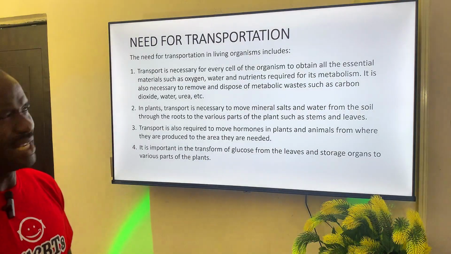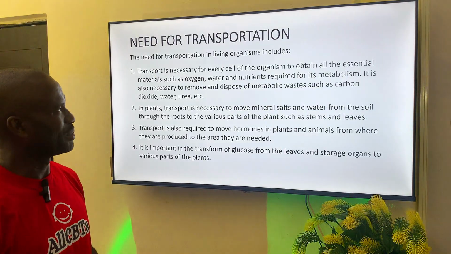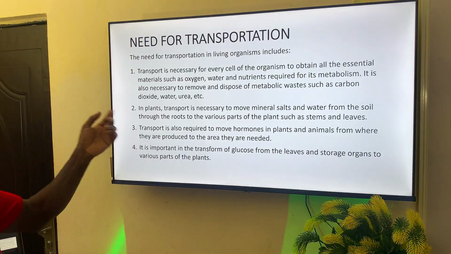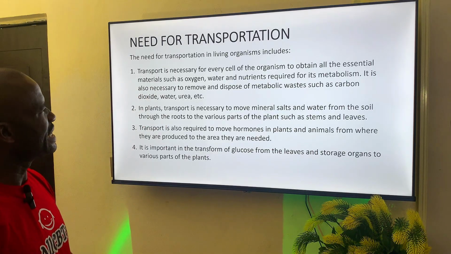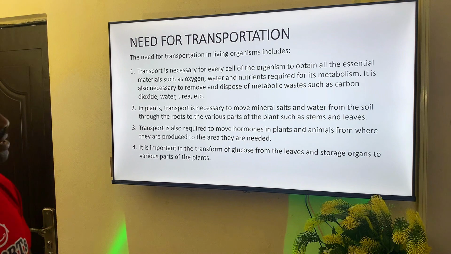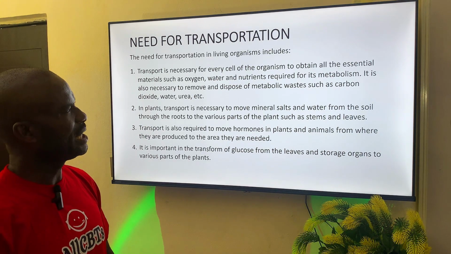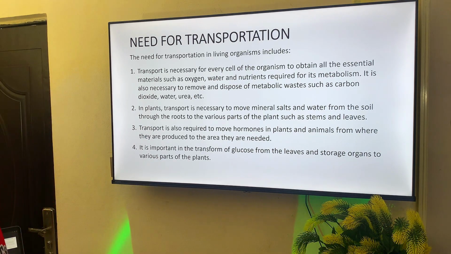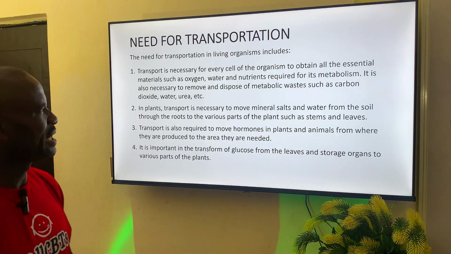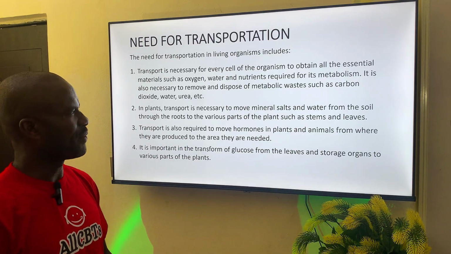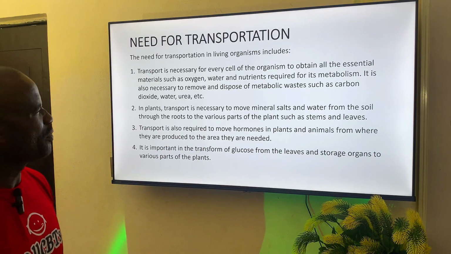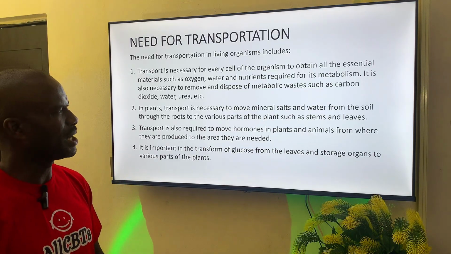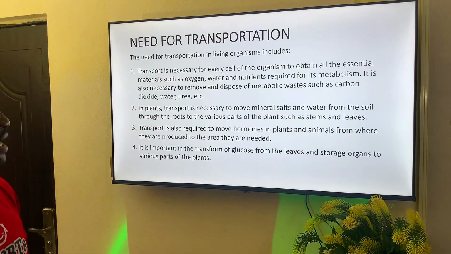What are the needs for transportation? Why transportation? The need for transportation in living organisms include: transport is necessary for every cell of the organism to obtain all essential materials such as oxygen, water, nutrients required for its metabolism. It is also necessary to remove and dispose of metabolic waste such as carbon dioxide and water.